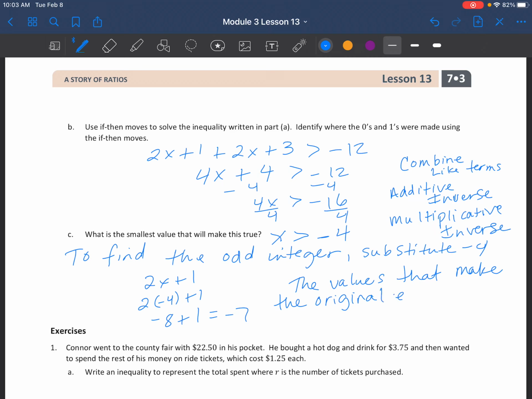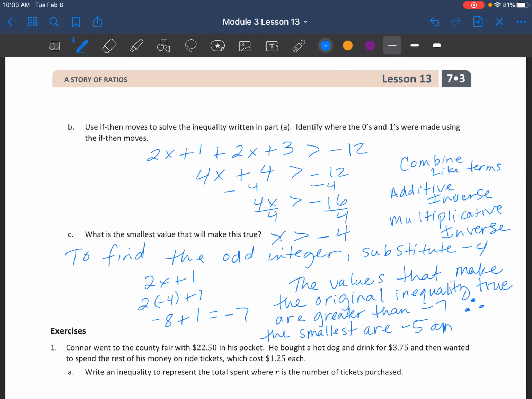So let's write that down. The values that make the original inequality true are greater than negative 7.